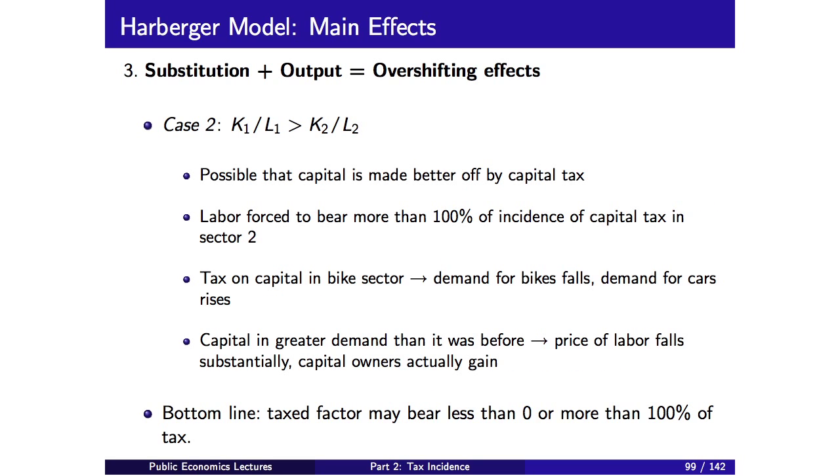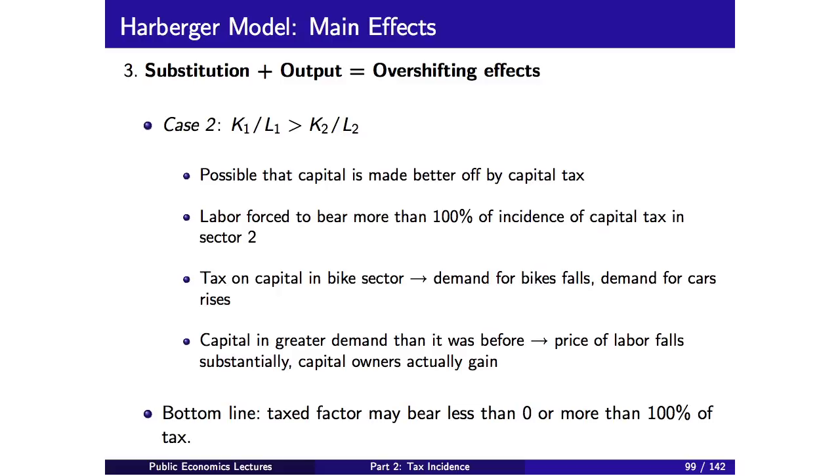Now, you can also get the opposite, where capital is made better off by the capital tax. So let's talk through how that works. Suppose now you have the opposite case where sector 1 is the cars and sector 2 is the bikes. So you're taxing the less capital-intensive sector. Okay, so here what you can end up having is labor being forced to bear more than 100% of the incidence of the capital tax in sector 2.